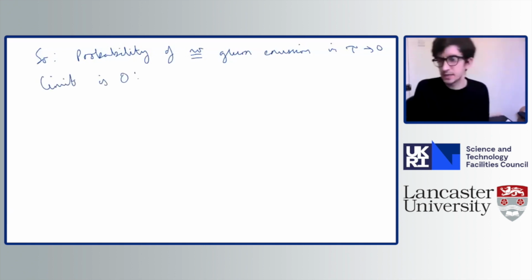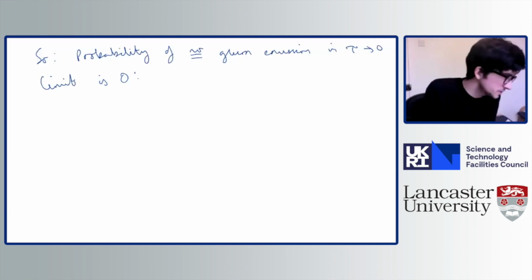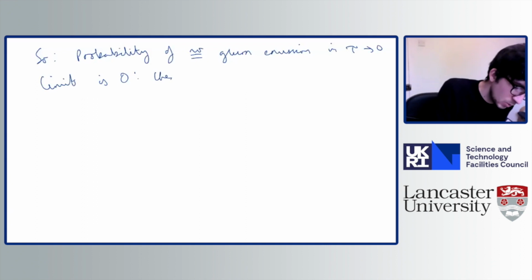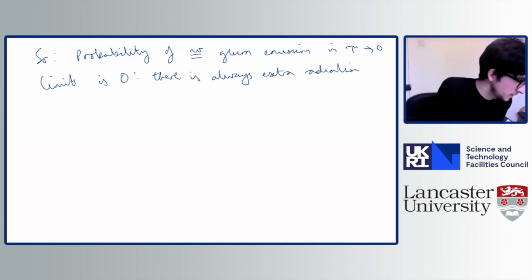And this makes sense physically, because if you look hard enough, if you reduce your resolution parameter hard enough, essentially there's always going to be some extra radiation. That's just kind of what you expect from sort of quantum mechanics, if you like. There's always extra radiation if we look hard enough.